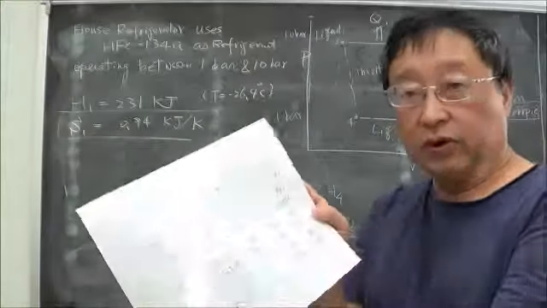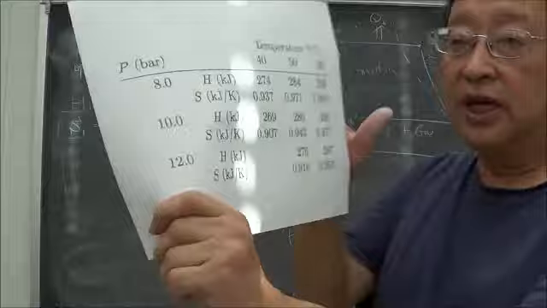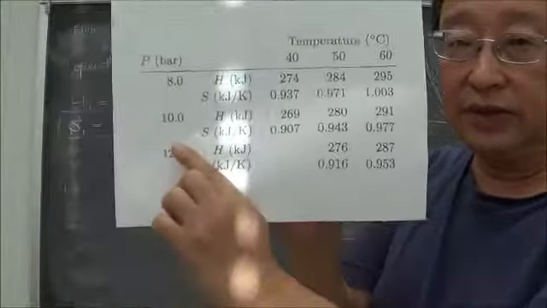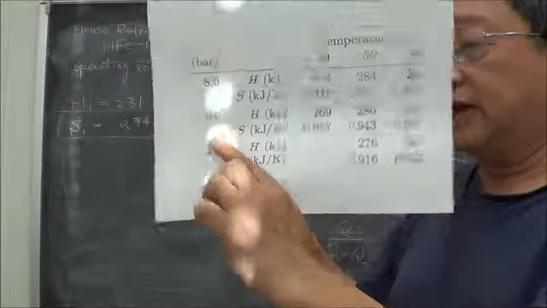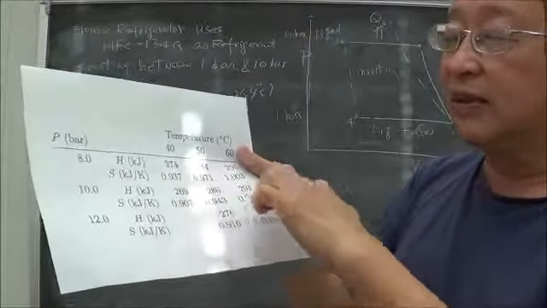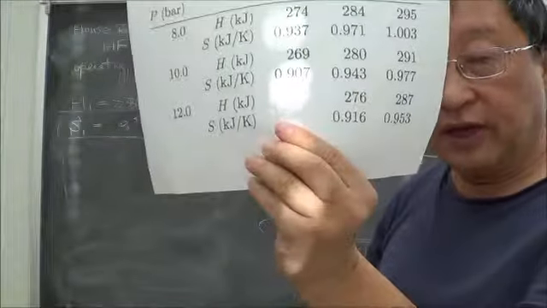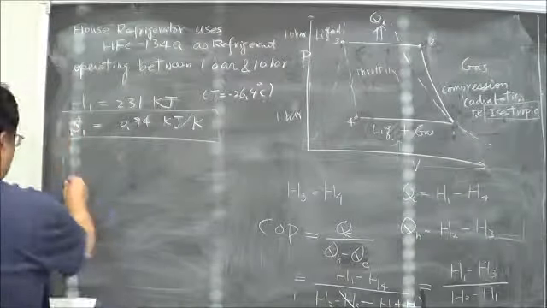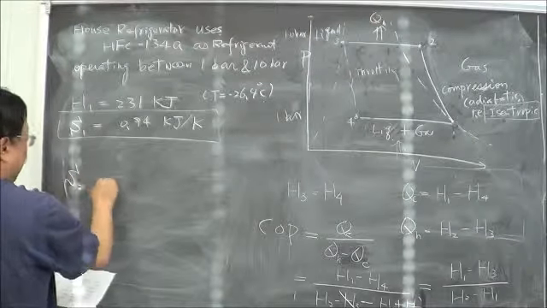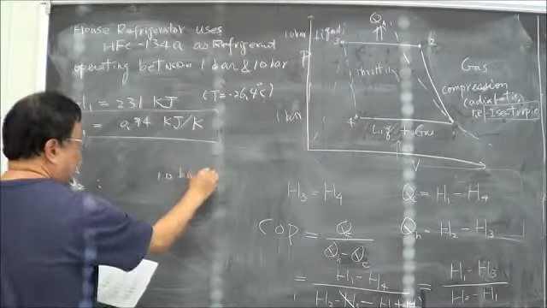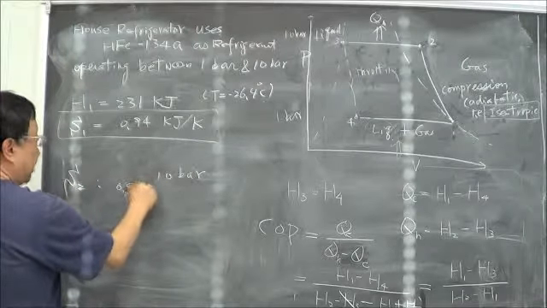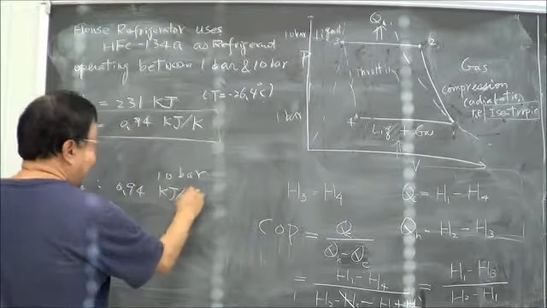In table 4.4, I want to teach you how to read this, and this one tells you if they are in the gas phase at 10 bar. So now look at this 10 bar, and then it depends on its temperature. It's going to have a different value of enthalpy and entropy. But we do know that S2 is at 10 bar. We also know that S2 has to equal 0.94 kilojoule per Kelvin.